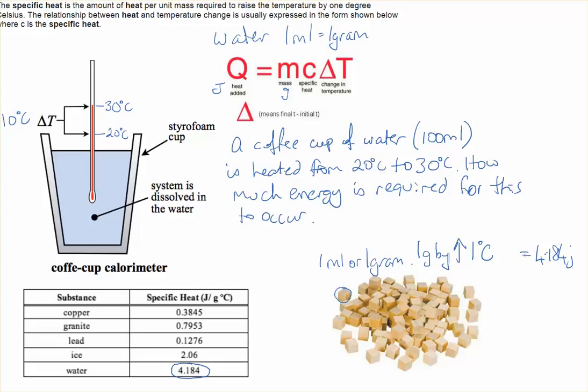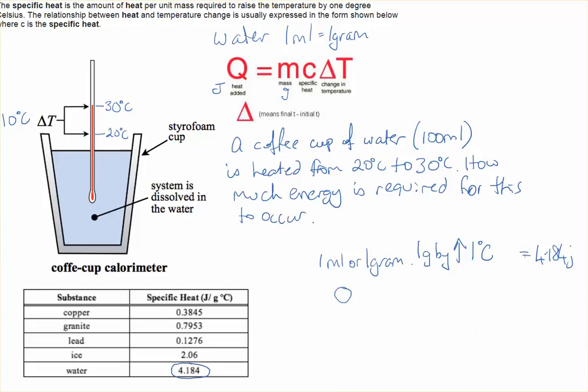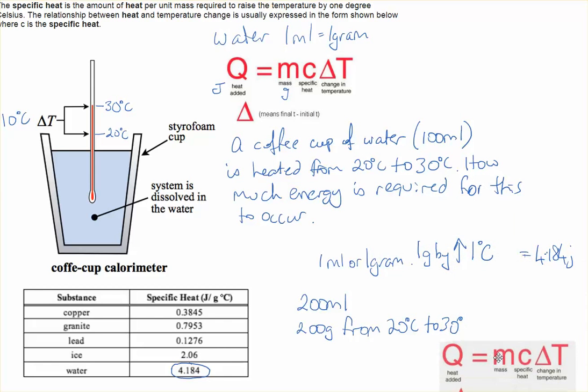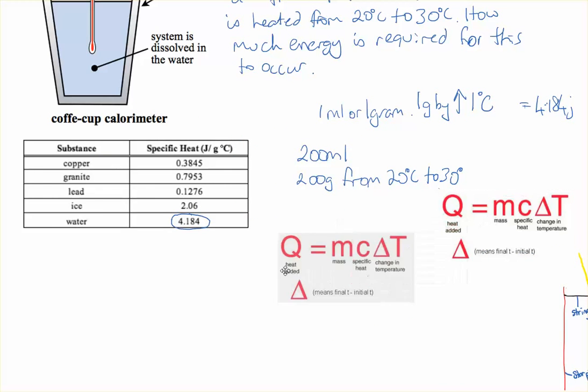So the example that I'm now looking at is not 4.18 joules. I've now actually got, instead of 1 mil, 200 mils. So I want to lift up 200 mils, or 200 grams, and I want to raise the temperature of that from 20 degrees Celsius to 30 degrees Celsius. So now I've got to try and figure out how much energy I'm going to require. Well, let's grab hold of this formula and I'll bring it down a little bit closer to where we're working.